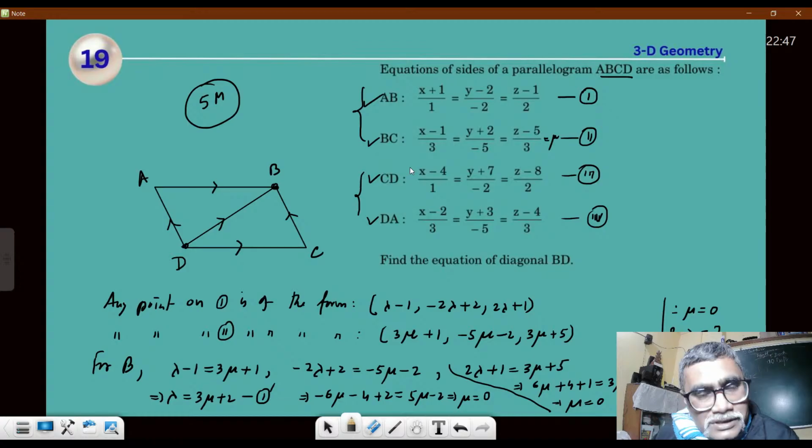Let me look for other possibilities also. There may be another process also. Let me see if it is okay. But as of now, this is coming to my mind, and I'm done with this. Right? I have done half of this. Please try to find from here. You have to find the point D. Then you find the equation. Good.